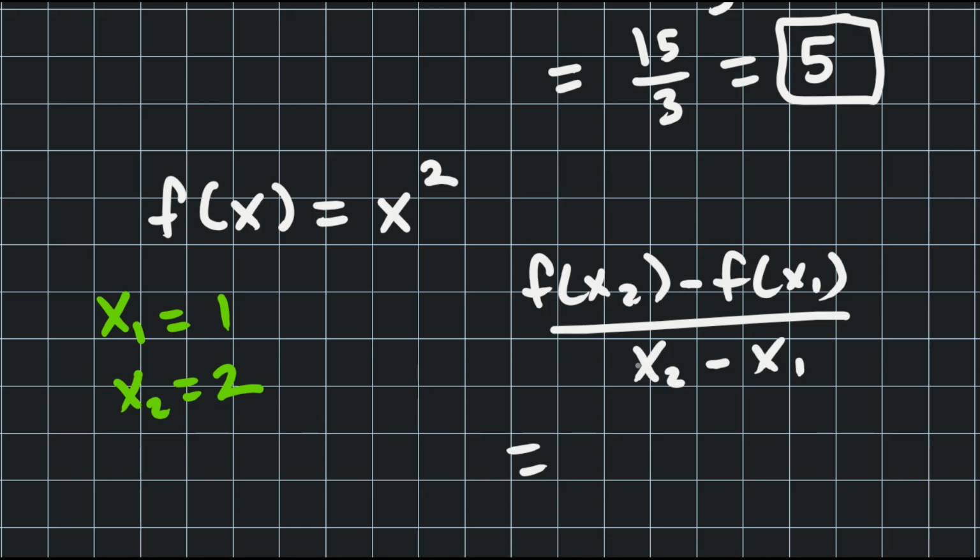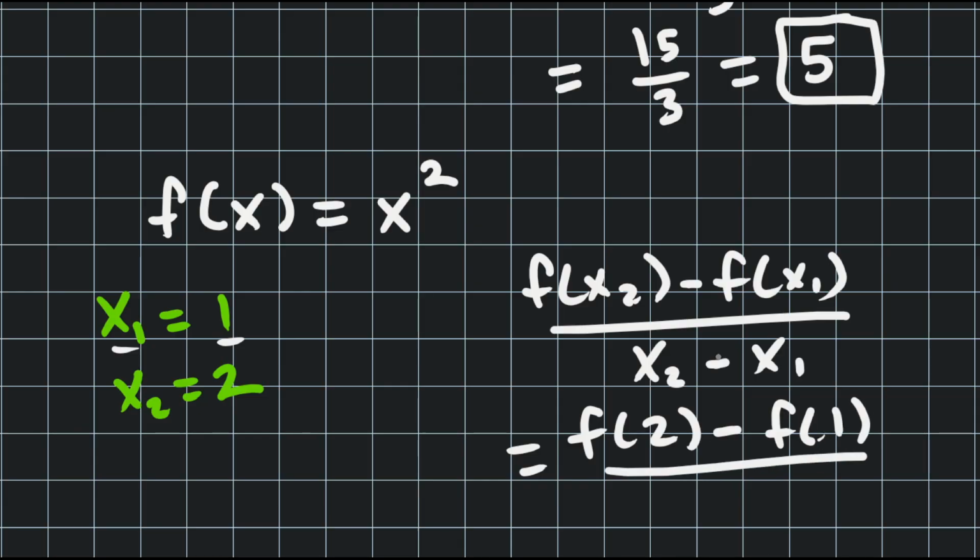So what's f of x2? We know x2 is 2, so this is f of 2 minus f of x1, and we know x1 is 1, so f of 1, over x2 minus x1, so 2 minus 1. And what are f of 2 and f of 1?